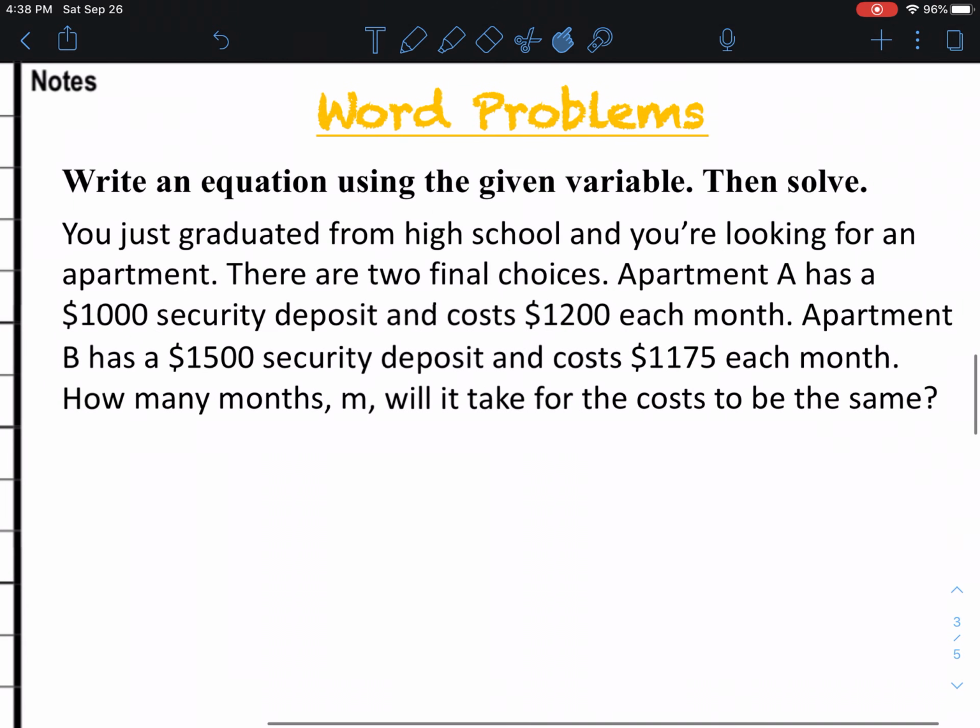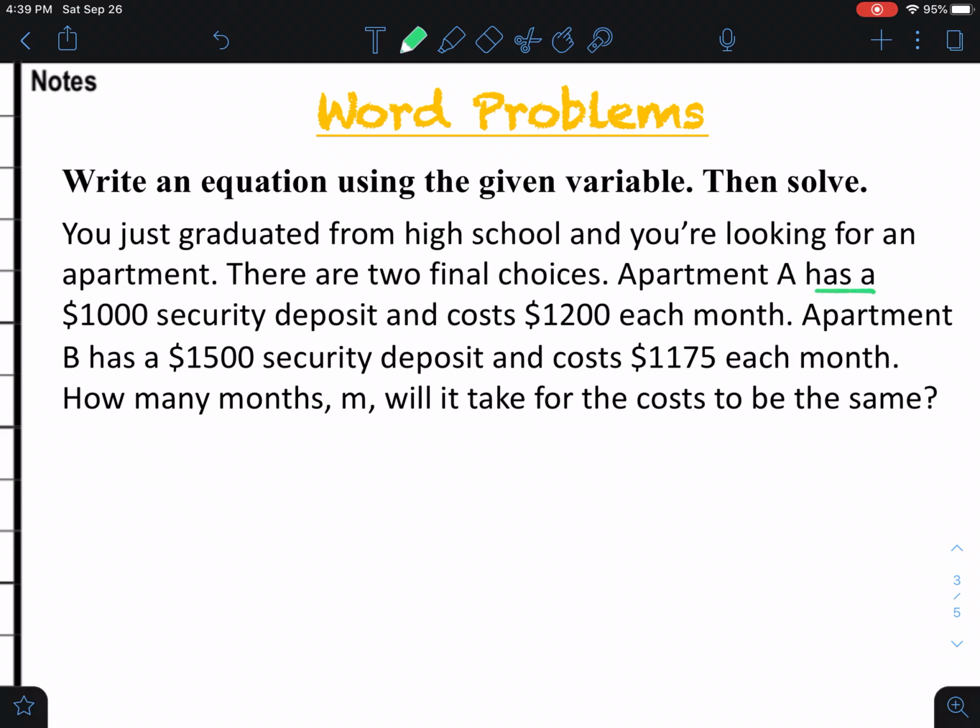All right, so you've just graduated from high school and you're looking for an apartment. You've narrowed it down to 2 final choices. Apartment A has a $1,000 security deposit and costs $1,200 each month. Apartment B has a $1,500 security deposit and costs $1,175 each month. How many months, M, will it take for the cost to be the same? Okay, so we're going to start by looking at what we've got here.